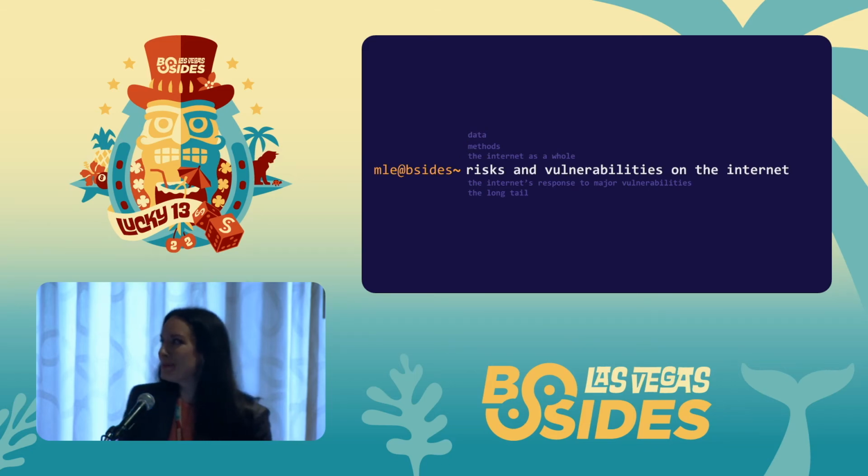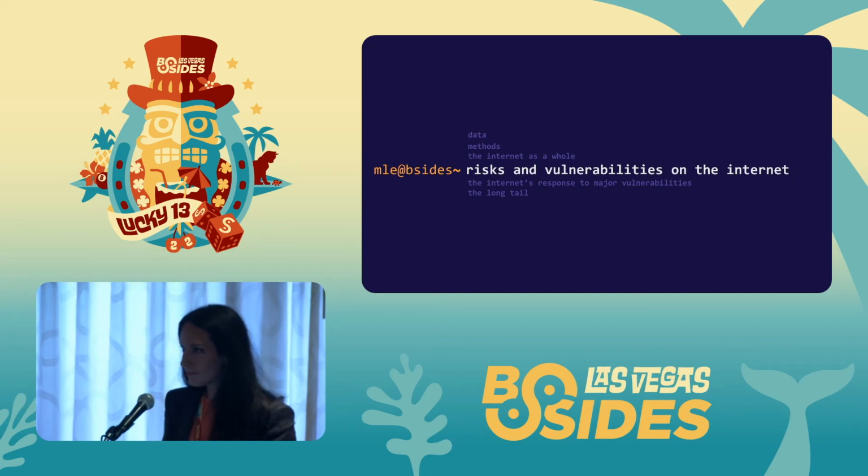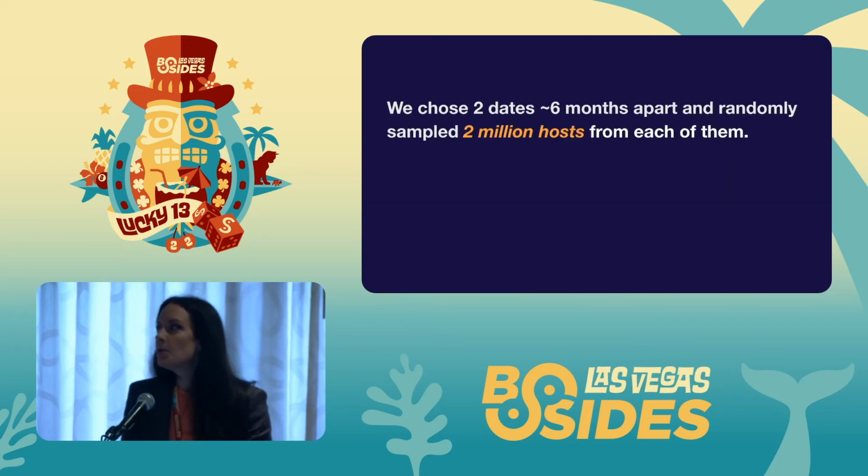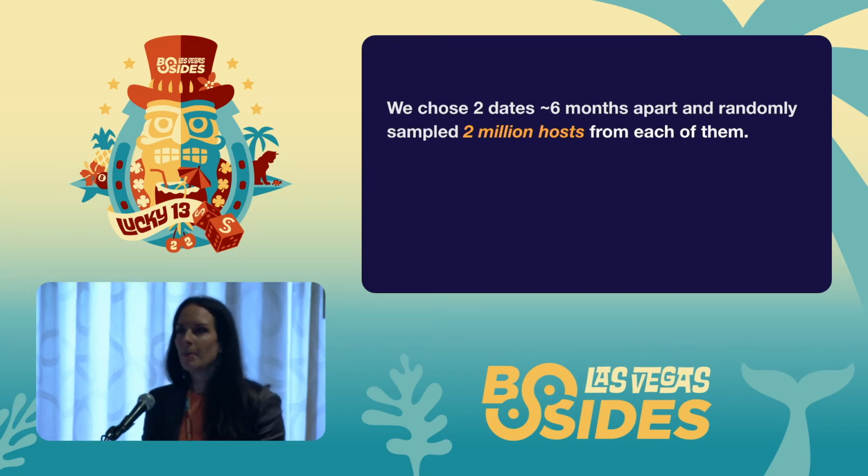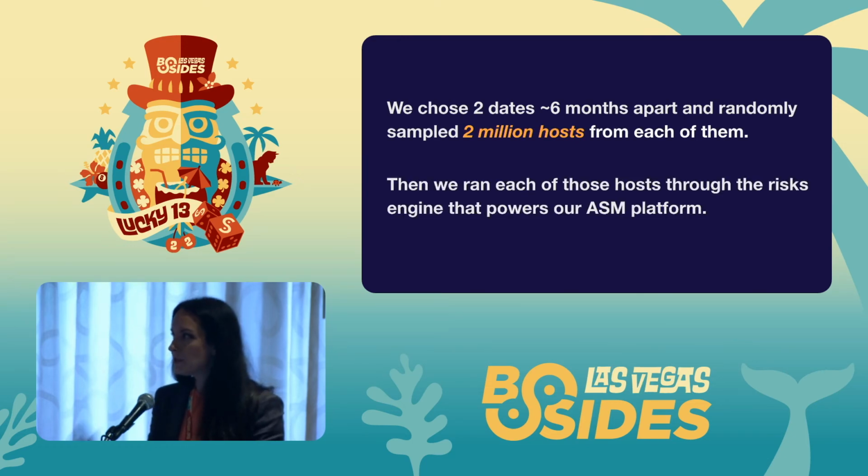So now let's talk a little bit about risks and vulnerabilities on the internet. We chose a couple of dates, about 6 months apart, and sampled 2 million hosts from each of these dates from our universal internet data set. So it's a total of about 4 million hosts. And then we ran each of these hosts through this risks engine that powers our attack surface management platform. Remember I mentioned earlier how we'll find your assets, but we'll also find risks on your assets. So this is that same technology, but we just used it for a slightly different purpose.